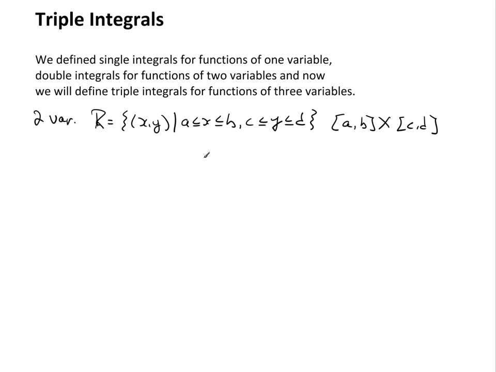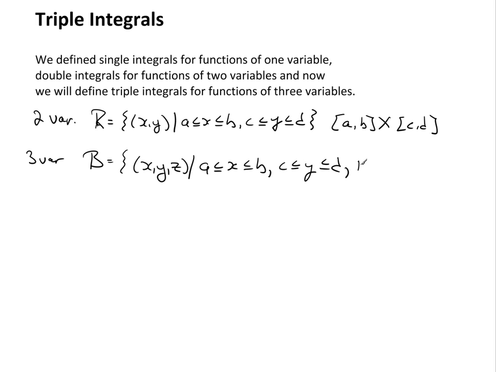Now we want to extend that exact same idea of a rectangular region in R2 to a region consisting of a box in R3. So for three variables, we'll be thinking of a box of points x, y, and z such that a is less than or equal to x, which is less than or equal to b, c is less than or equal to y, which is less than or equal to d, and typically we jump to something like r is less than or equal to z, which is less than or equal to s.